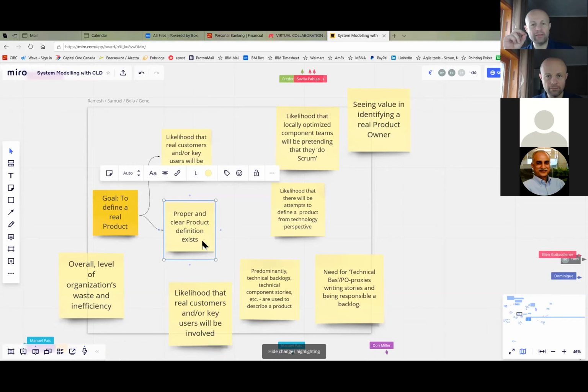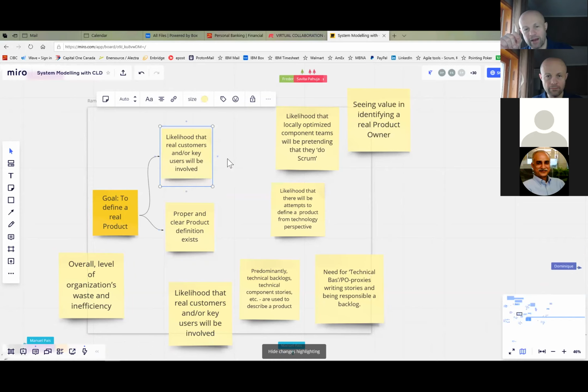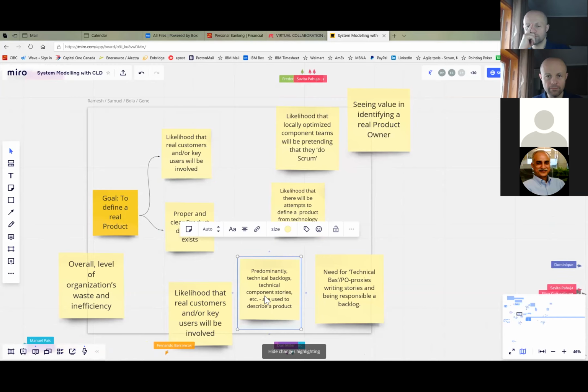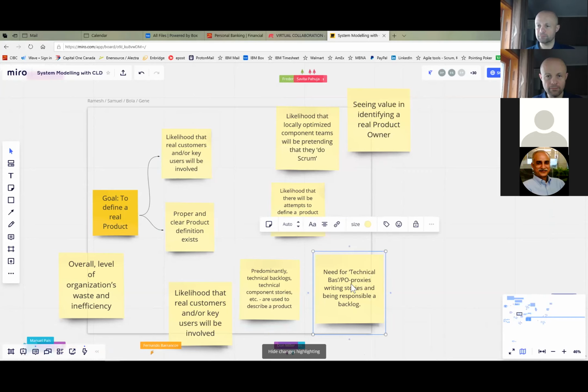So the next box would be what could be caused by that likelihood. So you started this right. It's just I'm tweaking slightly your language. It's not a step. I see. So if there's a likelihood that there will be attempts to define a product from technology perspective, that means it'll generate a predominantly technical backlog with technical component and stories, which will require technical BAs or PO proxies for writing stories.